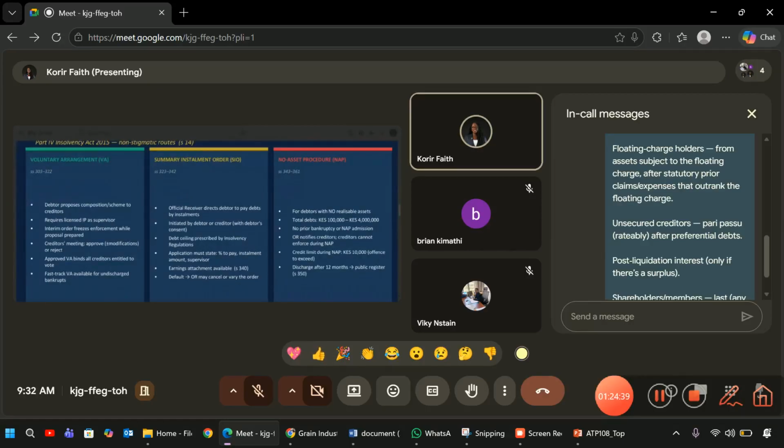And then in this SIO, which is the summary installment order, it's the official receiver who directs you as the debtor to pay your debts by installments. It can be initiated by you as the debtor or by a creditor with the debtor's consent. So the creditor can come and say, okay, I think you should pay my debts in installments. Do you agree by this and this and this? Or you as the debtor yourself can initiate it. So I have not gotten any other clear difference between SIO and VA because they seem more or less the same to me.